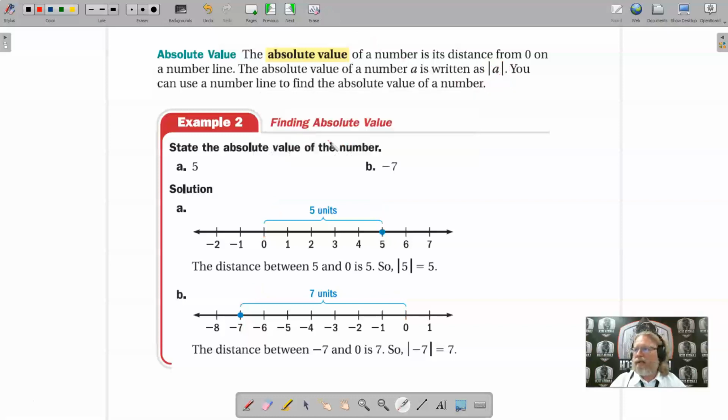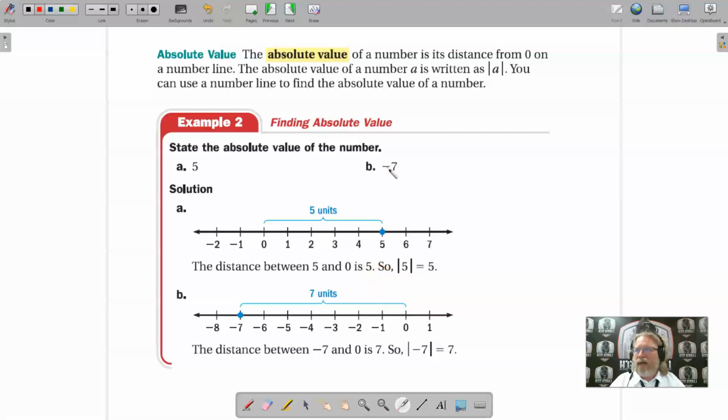Erase my annotations. Good. And you can use a number line to find the absolute value of a number. So state the absolute value of the number. Well, for 5, if we plot 5, how far is it from 0? Well, it's 1, 2, 3, 4, 5 units. So the distance between 5 and 0 is 5. So the absolute value of 5 is equal to 5.